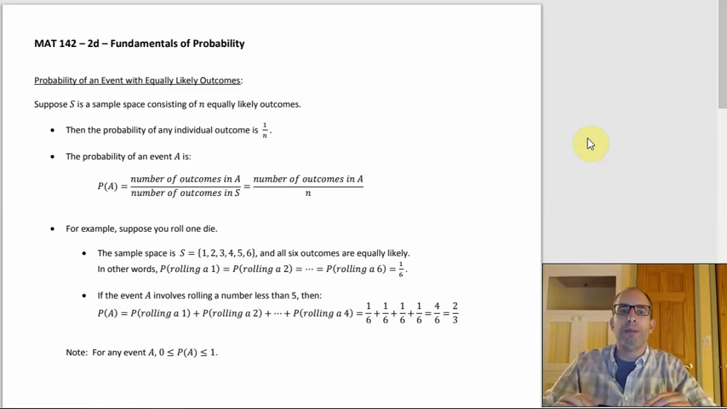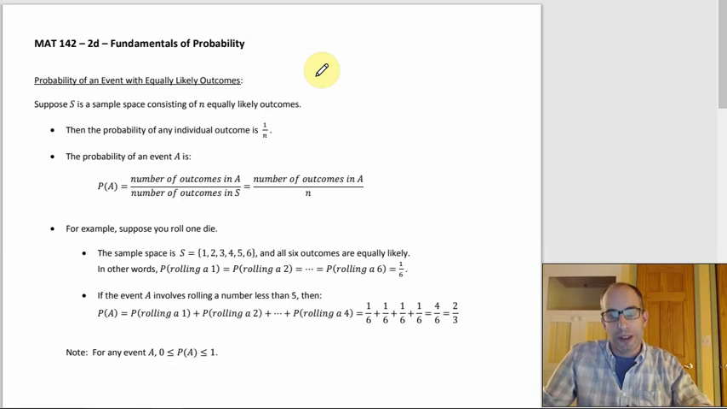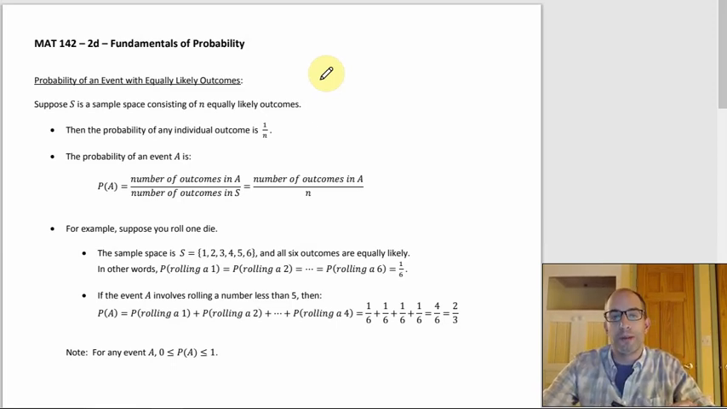Section 2D is about fundamentals of probability, but it's really about one in particular, which is this idea of what you can do if you have a compound event made out of multiple outcomes, but all the outcomes in the sample space have the same probability. And there are other fundamentals of probability as well.